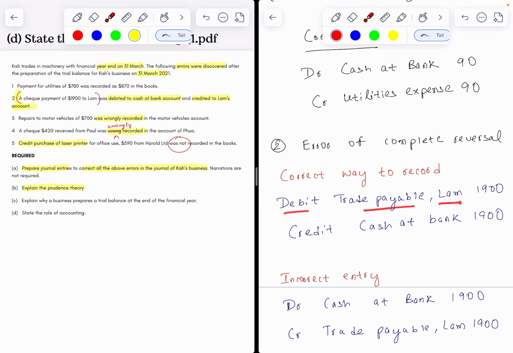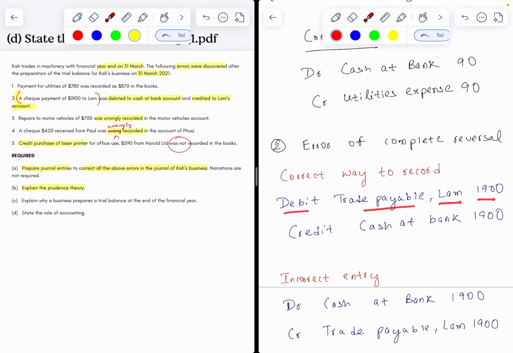So when we would have paid off LAM, our obligation or liability towards LAM would decrease, which means we have to debit it, because liabilities, when they increase, we credit it. But now that we are making the payment, we no longer have an obligation, therefore we have to debit it. So we debit the account for LAM, trade payable LAM, by $1,900.